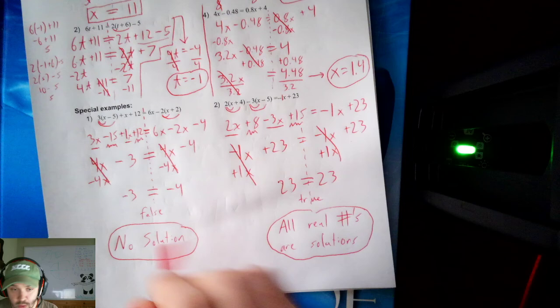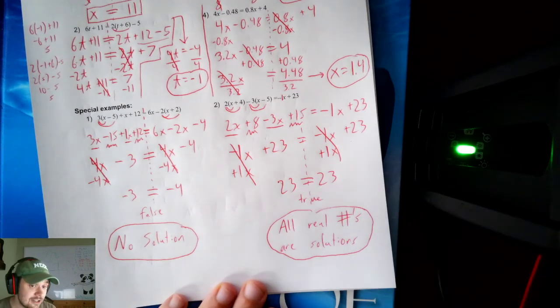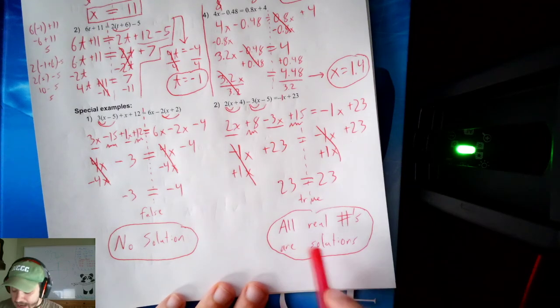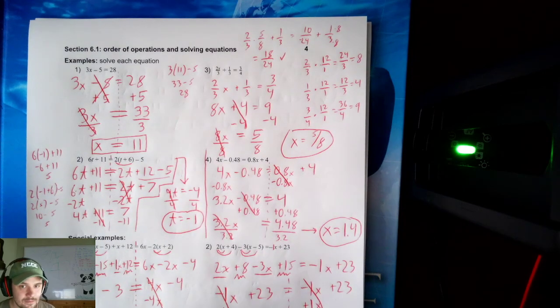So make sure you're aware of each of these possibilities. They don't happen a lot, but they do happen. Some equations have no solution, and some have everything as a solution. But most of the time, there'll be exactly one answer, right?